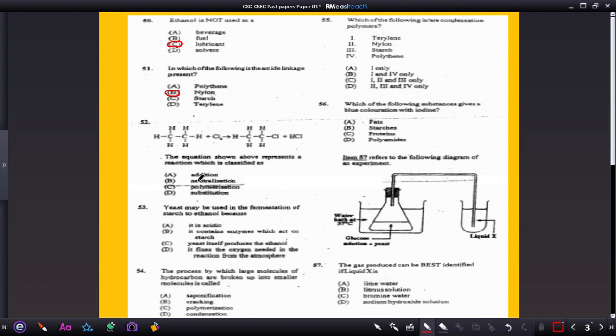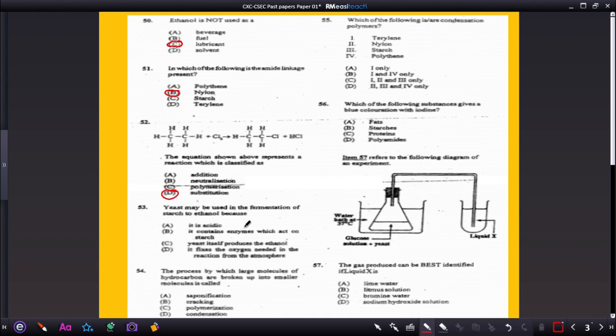52, the equation shown above represents a reaction which is classified as, so here we have the alkane, which is ethane, reacting with chlorine. I'm assuming that this is done in the light so that the reaction would progress nicely. So it reacts to produce chloroethane and hydrochloric acid, right? So this reaction is a substitution reaction, because each time you're replacing a hydrogen atom with a chlorine atom, so it is a substitution reaction.